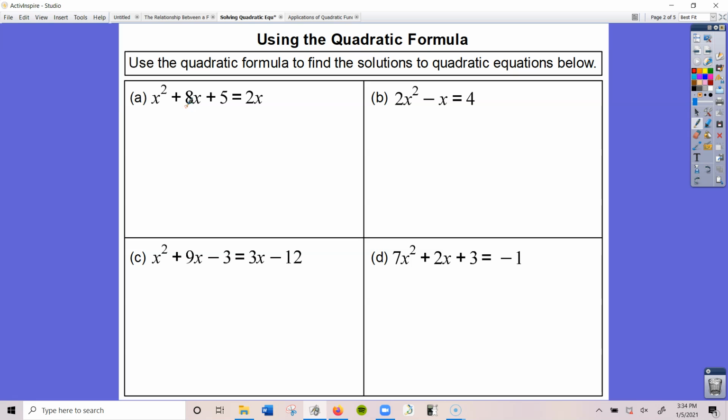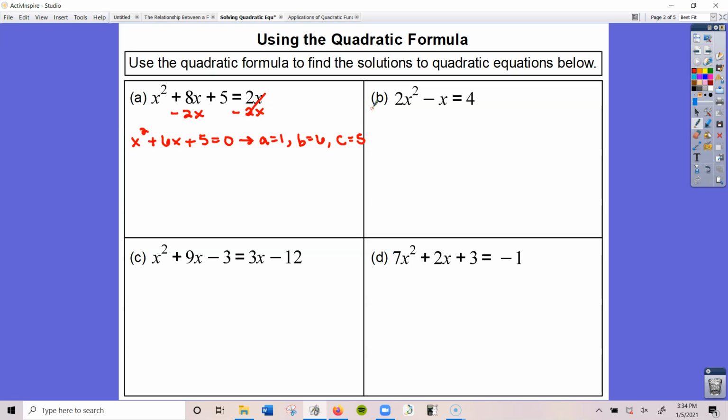Here we have x squared plus 8x plus 5 is equal to 2x. So now before I can even use the quadratic formula, I would have to make this equation equal to 0. And the easiest way to do that would be to subtract this 2x. And like this, I have the equation x squared plus 6x plus 5 is equal to 0. And in this case, a is equal to 1, b is equal to 6, and c is equal to 5. And now I am ready to start plugging it into my quadratic formula.